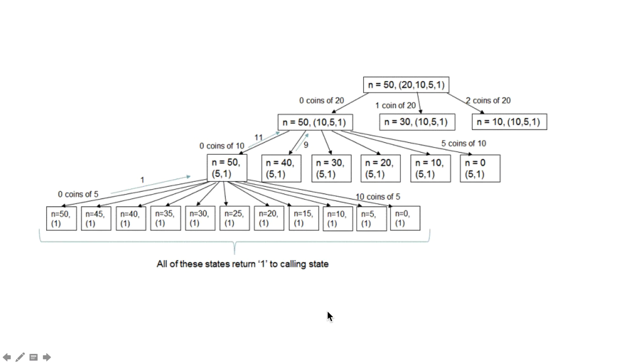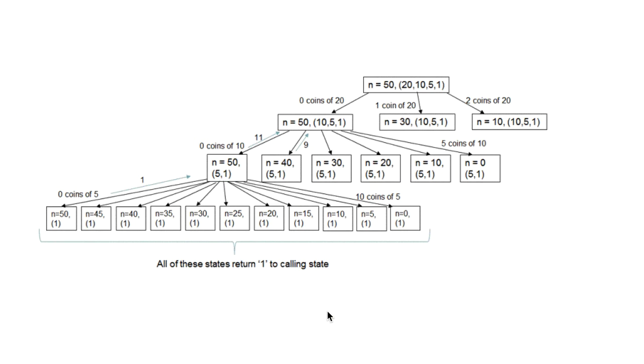Let us see a recursive tree in a better fashion. Look at the 50 example. n equal to 50 and the denominations are 20, 10, 5, 1. This is another type of solution that I'm telling you. The first type of solution I have also told you. You will find a modulus basically, and for that the loop will execute.